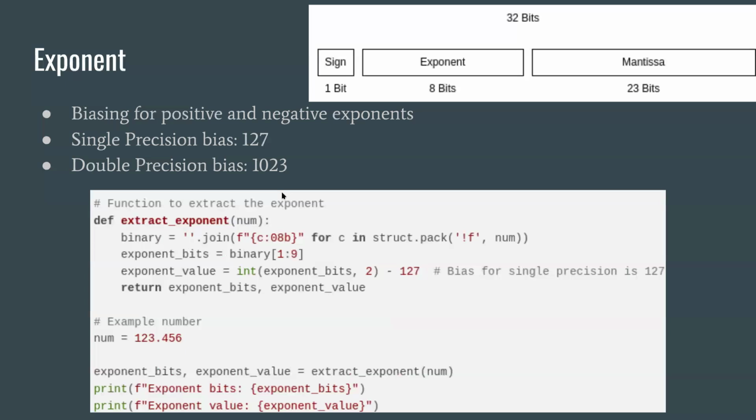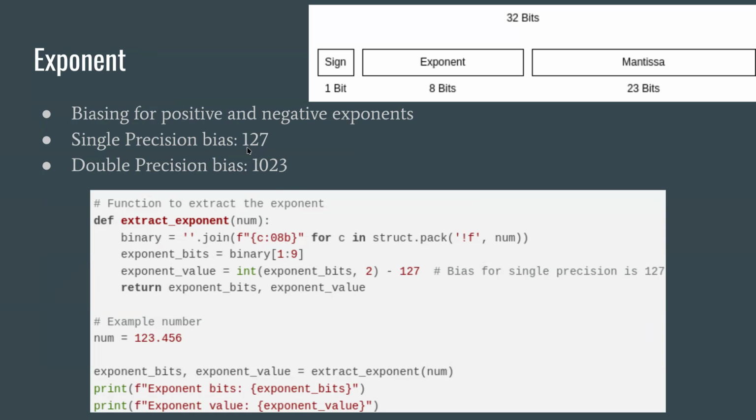Exponent. The exponent field is where things get interesting. It uses a biasing technique to represent both positive and negative components. In single precision, for 32 bits, the exponent bias is 127. It means that an exponent value of 127 represents the actual exponent of 0.